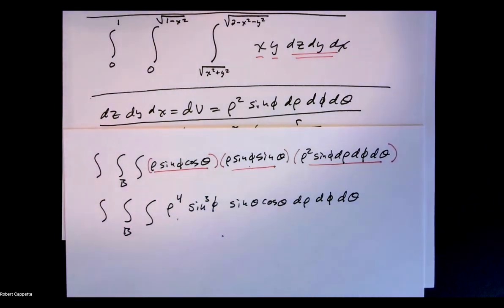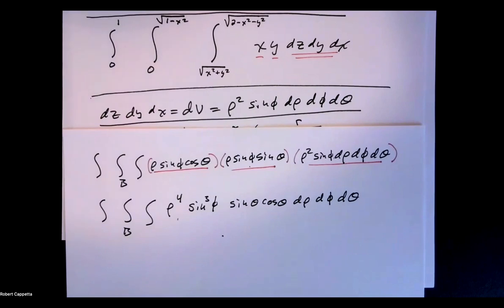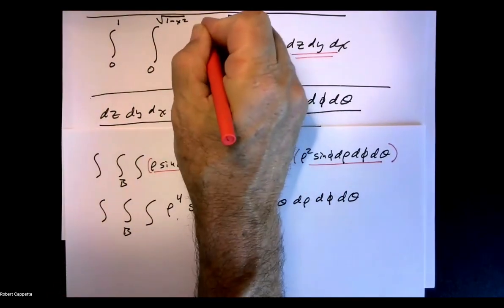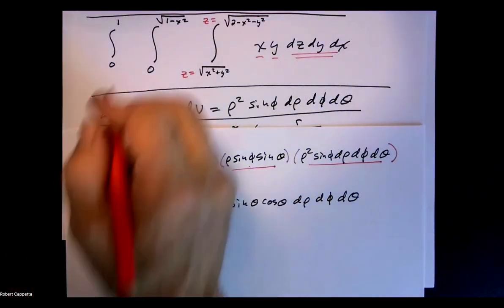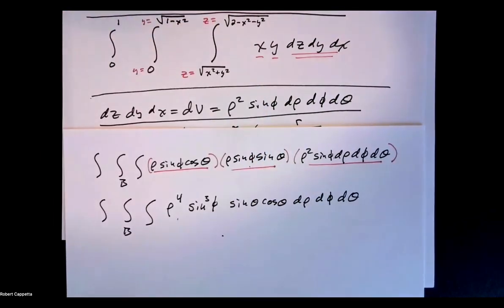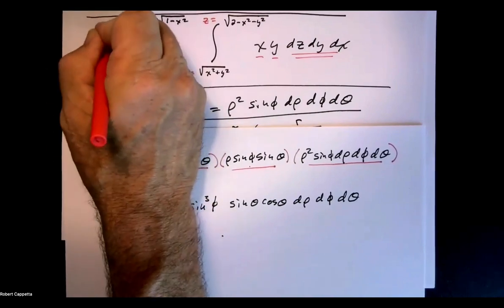Now I need to figure out what is happening with that ball. So looking back up here at the top, what does that mean? That means z starts at root x squared plus y squared, and z goes to root 2 minus x squared minus y squared. Y starts at 0 and goes to y equals root 1 minus x squared. X goes from 0 to 1.